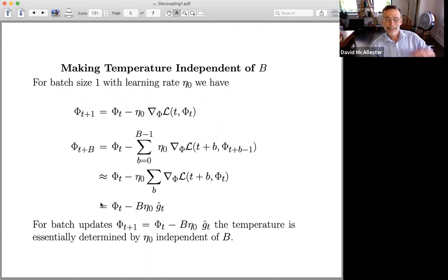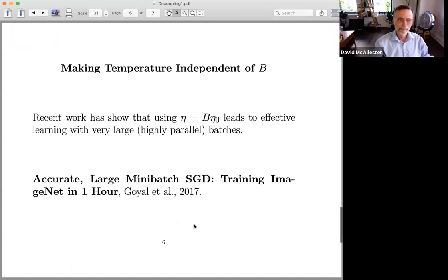So I can take batch size B, and at batch size B, I'm going to get the same temperature if I multiply the average gradient by a batch size 1 learning rate, and then multiply that by B to undo the effect of averaging. So the idea is that in this update, we write the learning rate always as the batch size times a batch size 1 learning rate. What this means is that the temperature you're going to run at is determined by this batch size 1 learning rate, independent of the batch size. So now you can play with the batch size and accommodate and prevent a change in temperature when you change the batch size.